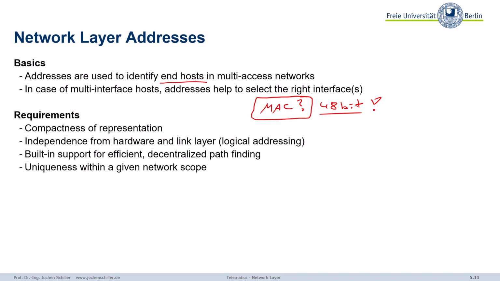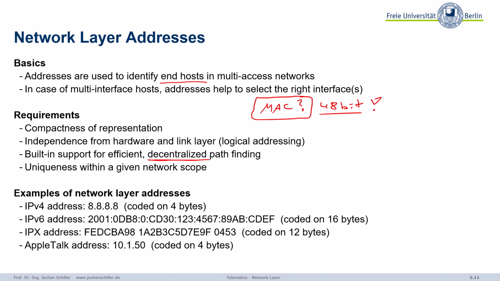Furthermore, the addresses should support the finding of a path, and we will see how we do this in a decentralized manner. There is no central instance, no central super duper compute center that calculates the paths for all the packets. This is done decentralized, and the addresses have to be unique.